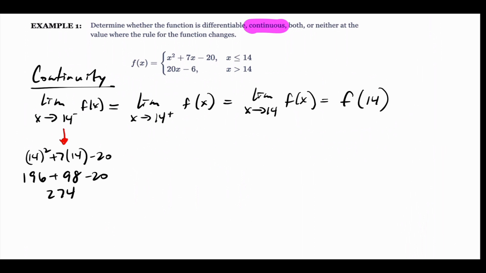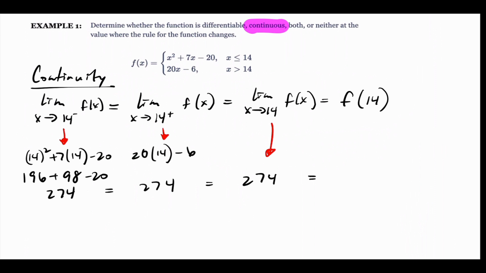Now I'm going to do the same thing for the next one. Plug 14 in, what do we get? 274. Then we are good. Yeah, because 20 times 14 is 280. 280 minus 6 is 274. So that means the limit exists at 274.